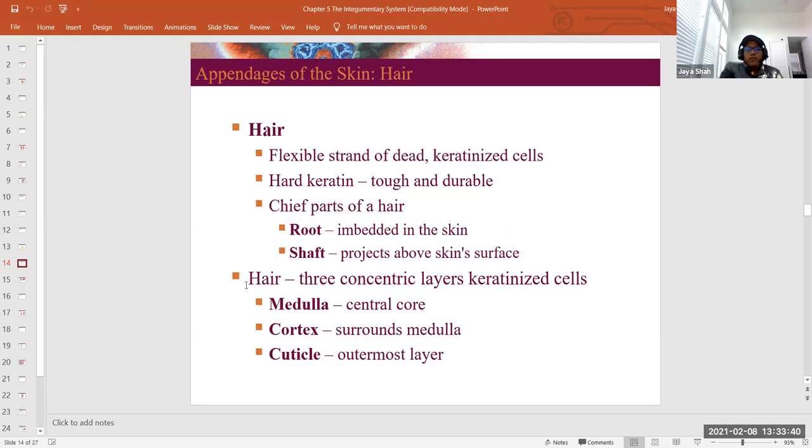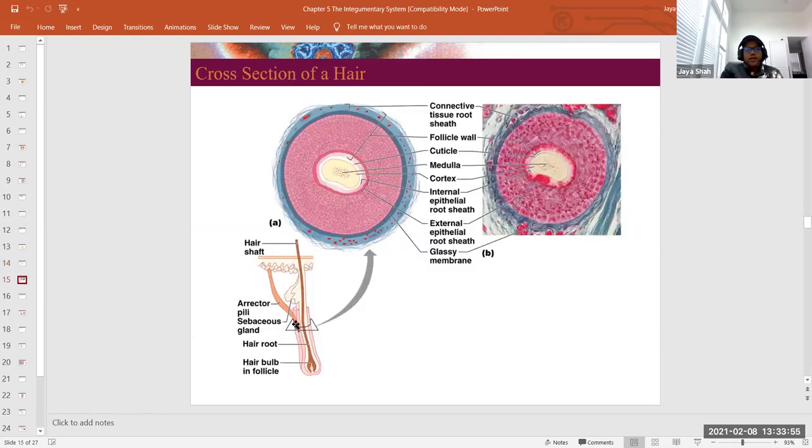If you make a cut section of the hair, the central layer of the hair is the medulla, surrounding the medulla is the cortex, and outside the cortex is the cuticle. So here is the hair. Here is the shaft. Everything from here is the root. Now you have a cut section in the root of the hair, so you can see all the layers. The outermost layer here is the connective tissue root sheath, which connects your hair shaft to the skin.